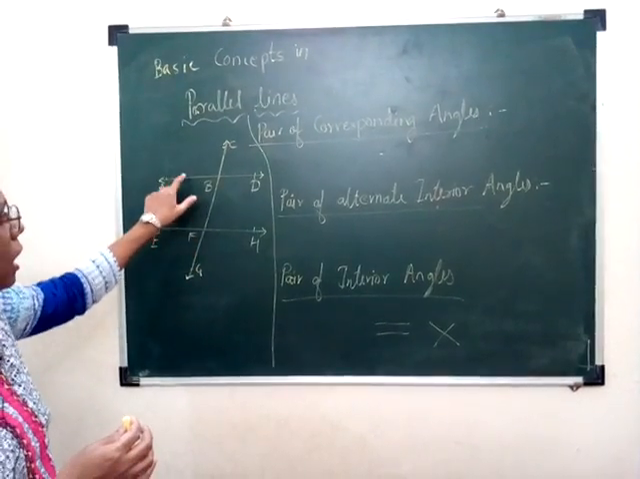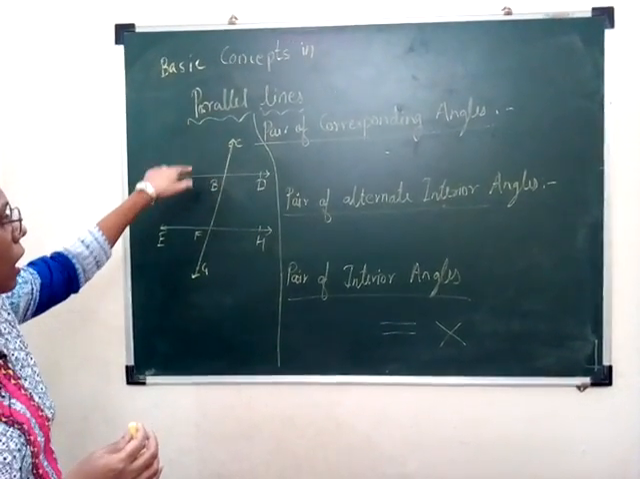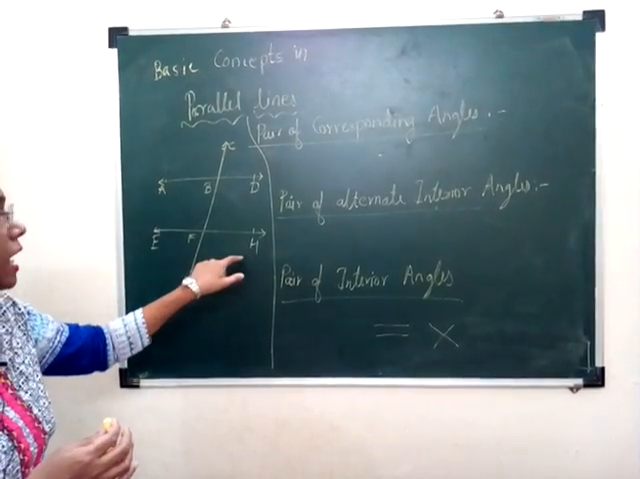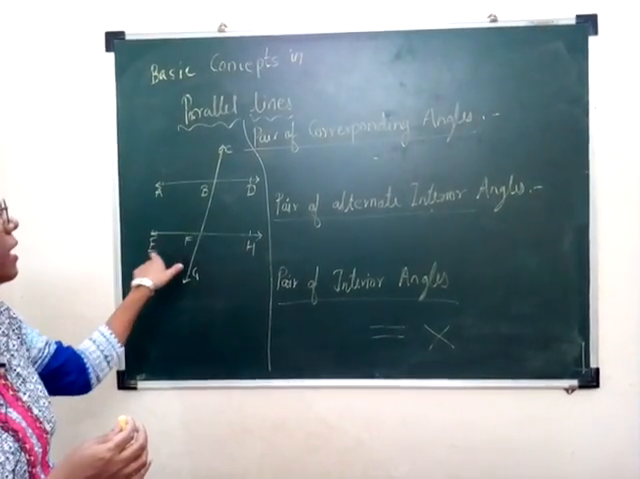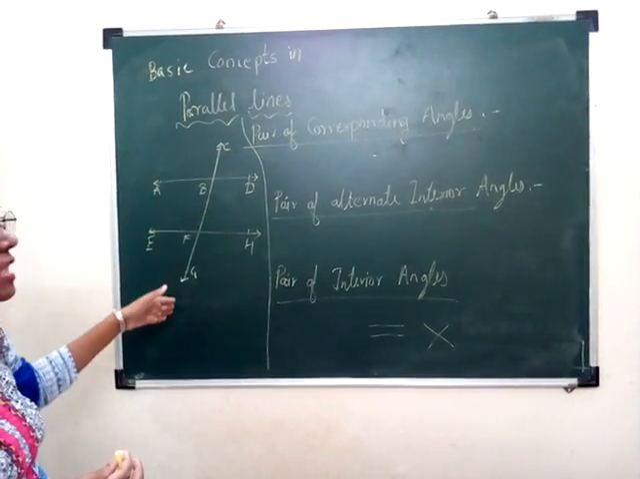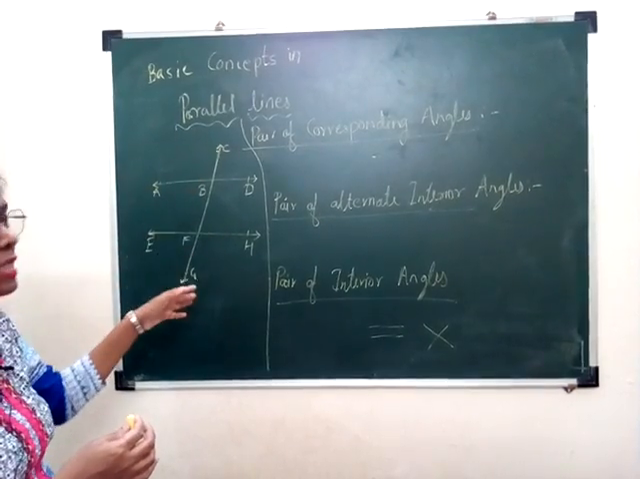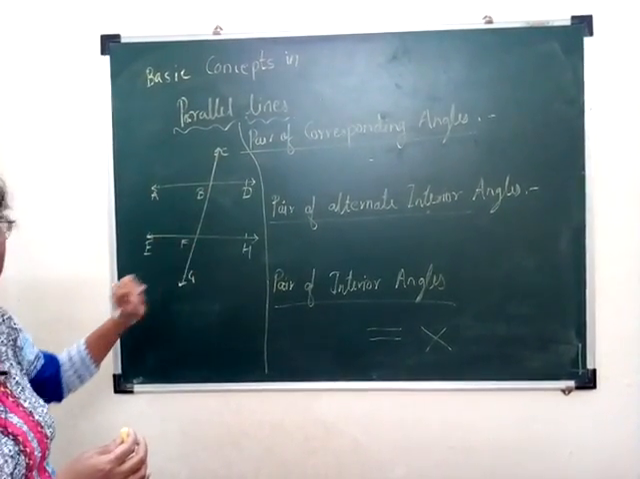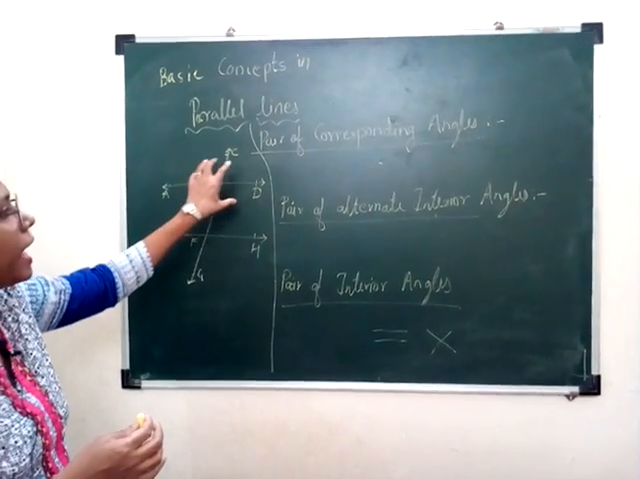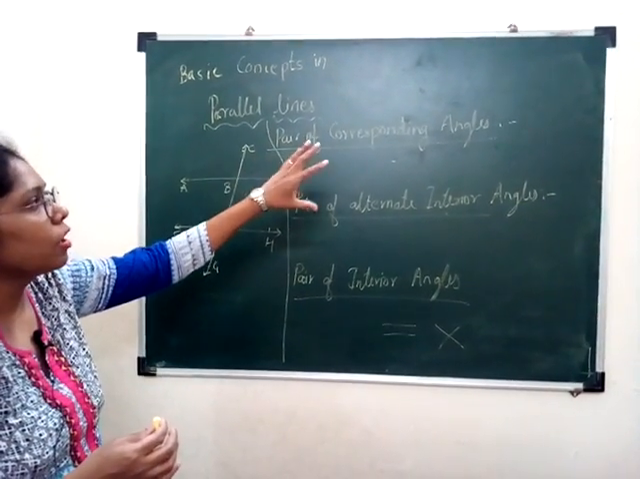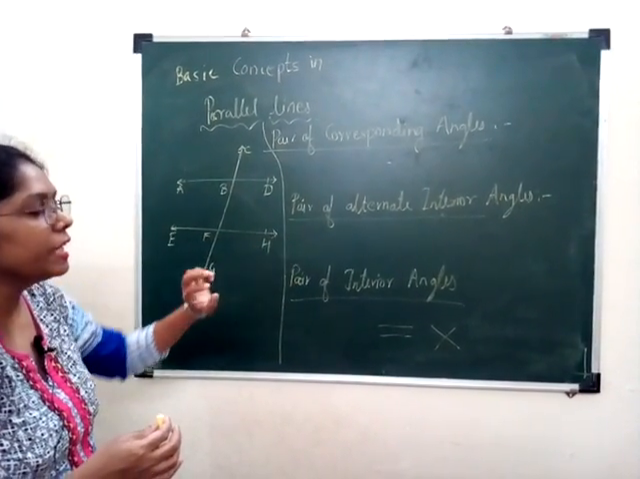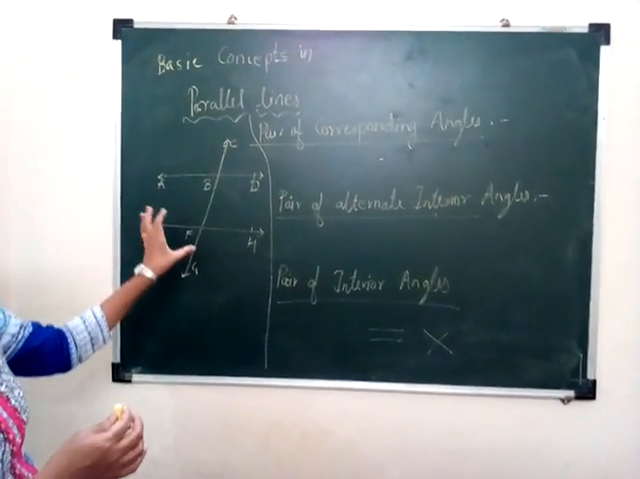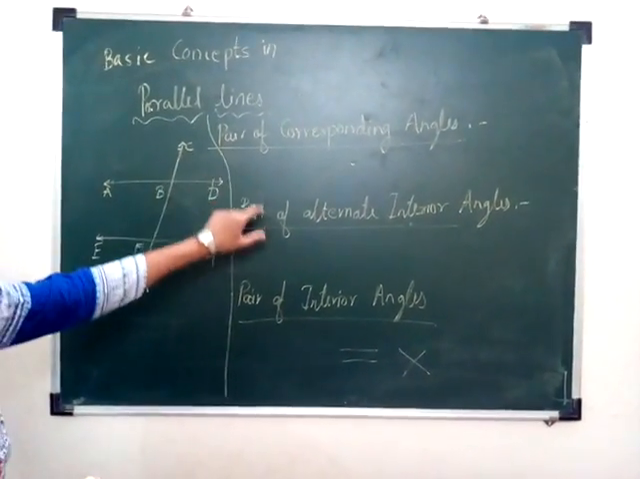Now, AD is parallel to EH, and CG is a transversal. When CG is a transversal, there are different types of angles forming here. They are called a pair of corresponding angles, a pair of alternate interior angles, and a pair of interior angles. Now we are going to see in detail what these three types of angles are.